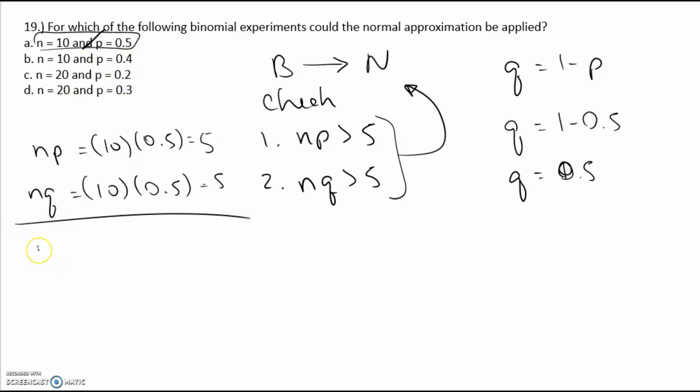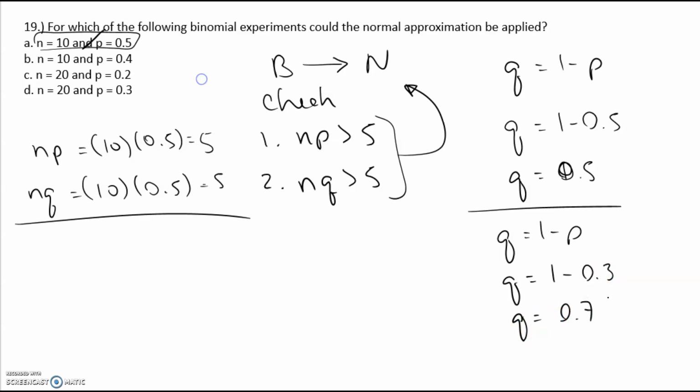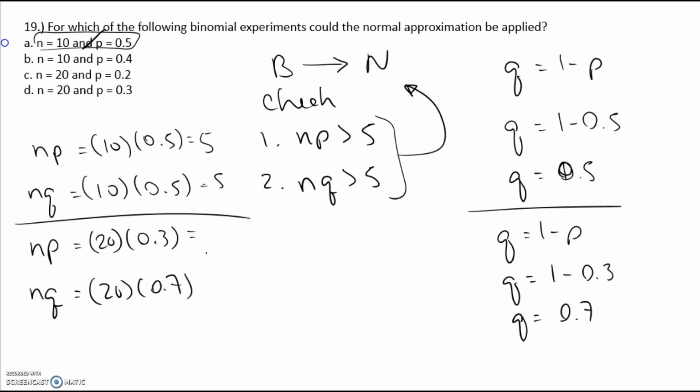So for D, if n is 20 and p is 0.3, so p is equal to 0.3. Q is equal to 1 minus p, or q is equal to 1 minus 0.3. So q is 0.7. So n times p would be 20 times 0.3, and then you would have n times q, which is 20 times 0.7. Find a number for both of those. So this would be 6 and this would be 14.